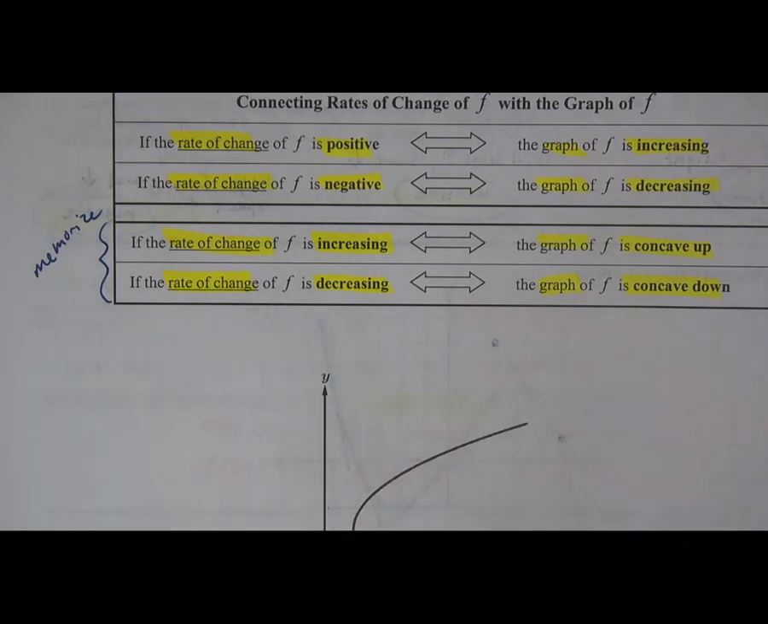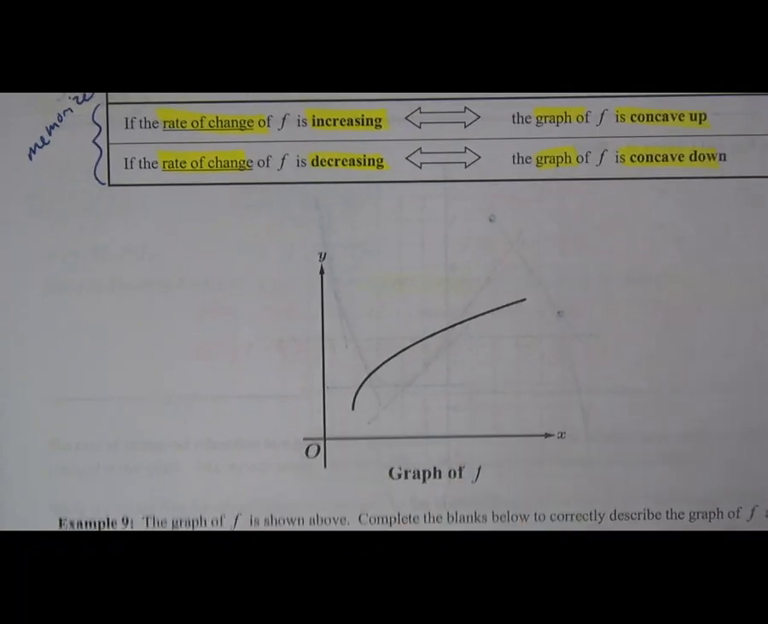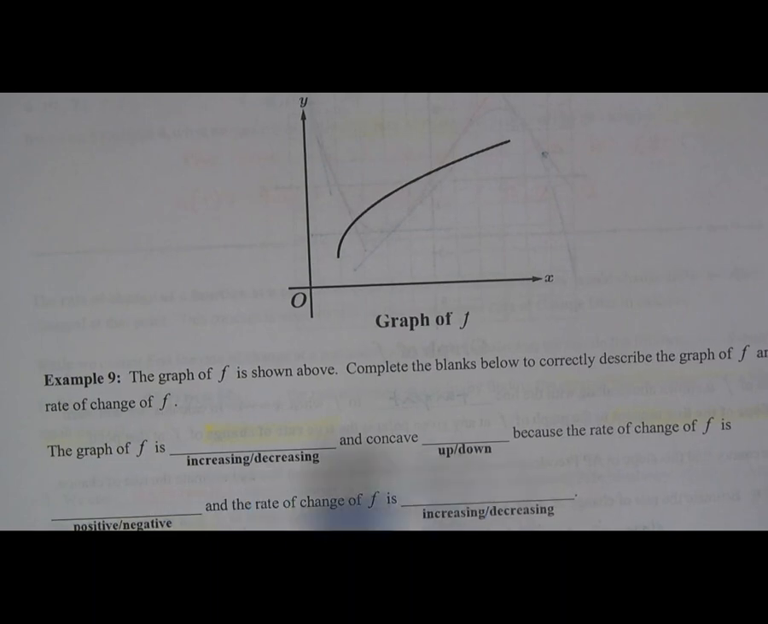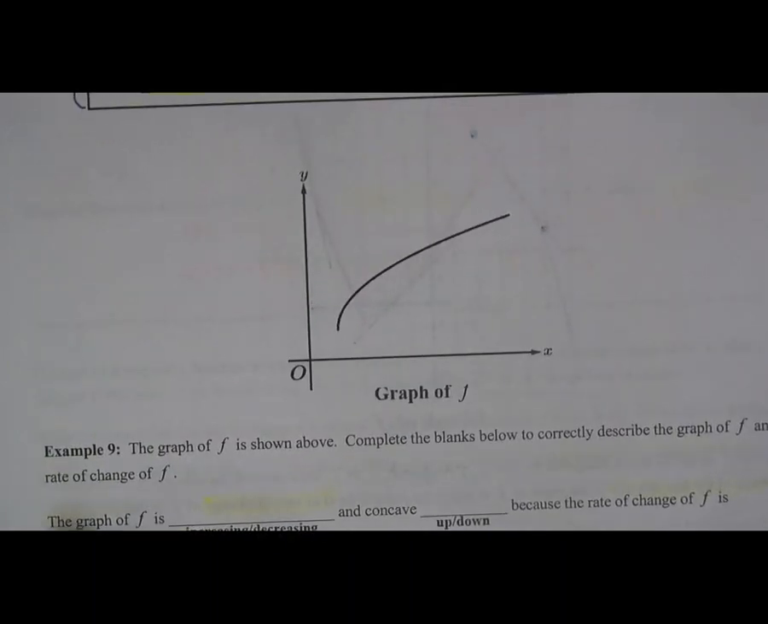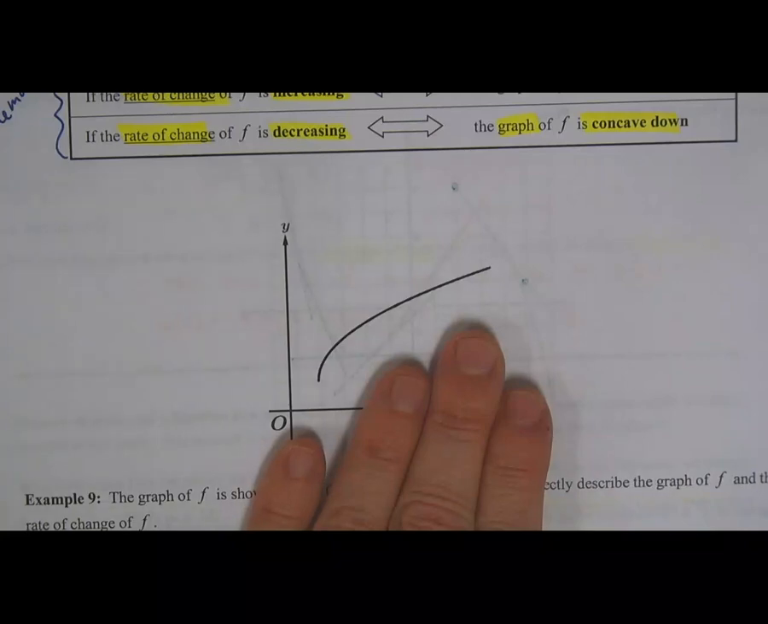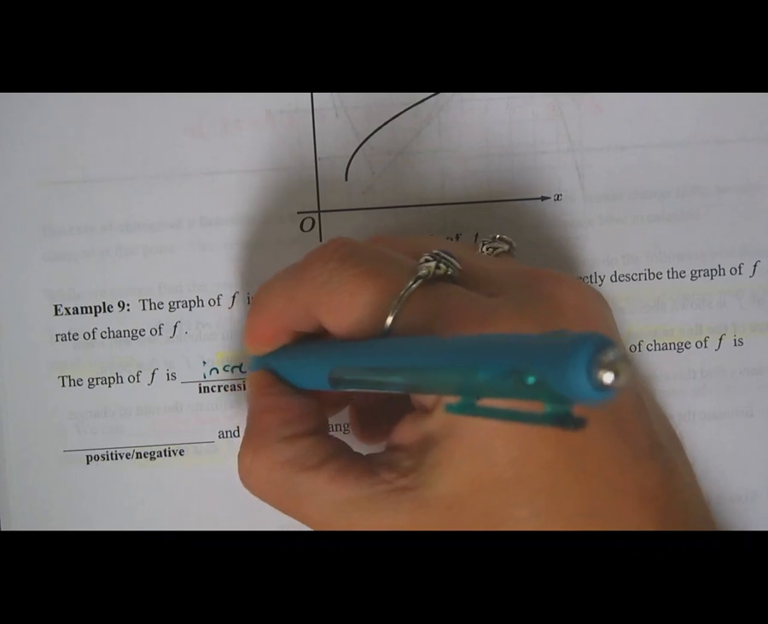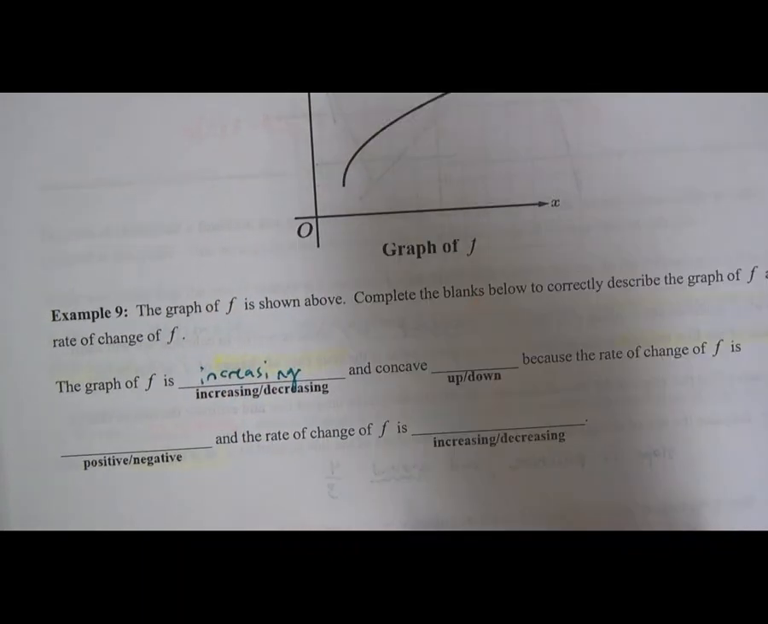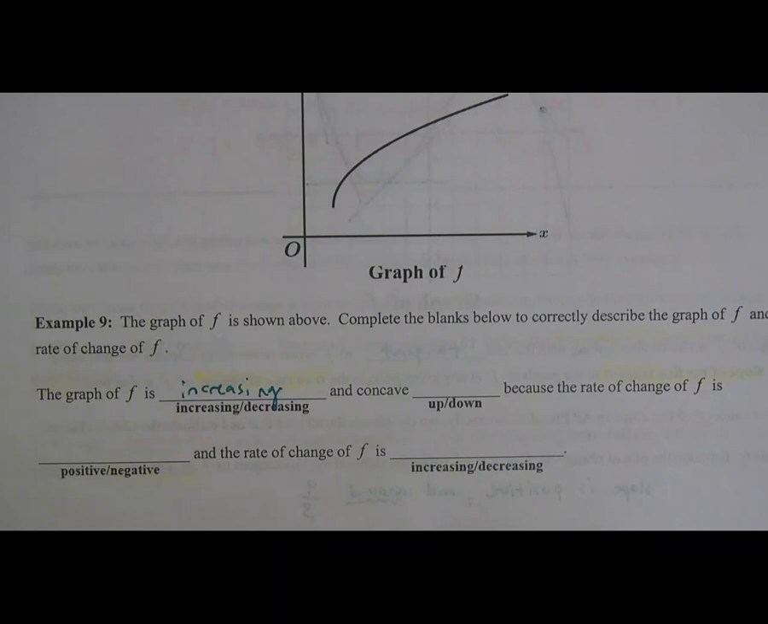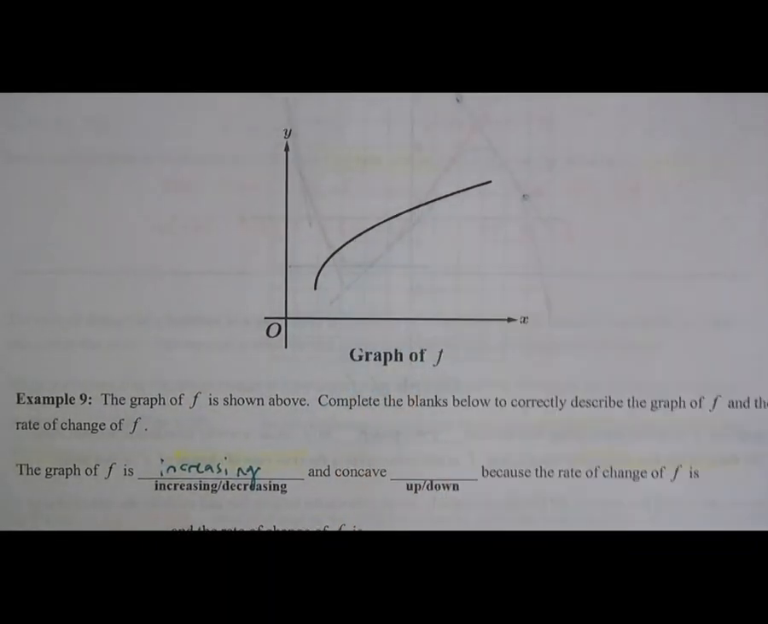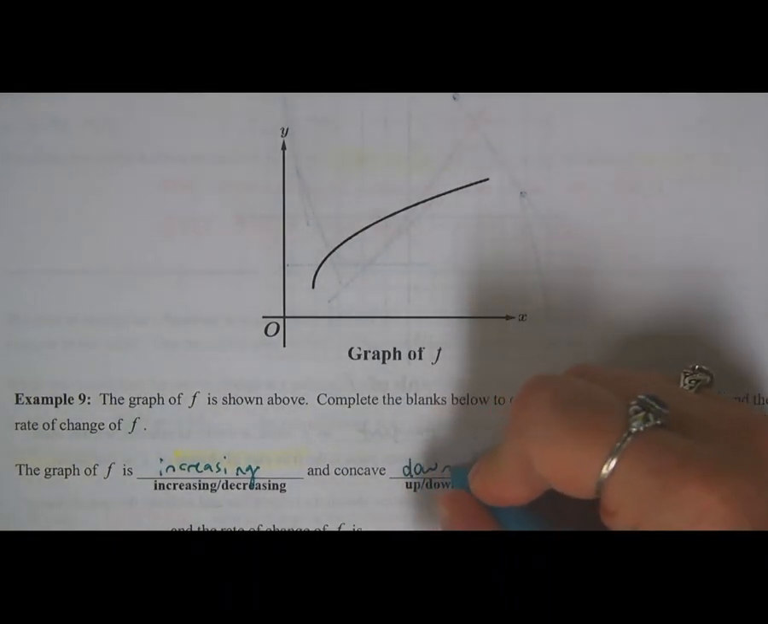So let's use this knowledge on this graph of f. Sorry, that's cut off a little bit there. But it says, the graph of f is shown above. Complete the blanks to correctly describe the graph and its rate of change. It's like a fill in the blank and your options are right underneath. Look at the graph itself. Is the graph increasing or decreasing? That's easy. The graph is definitely increasing. When you read it left to right, it's going up. Is it concave up or down? It's concave down. It's got more of a frowny face shape to it. So those are Friday's concepts.